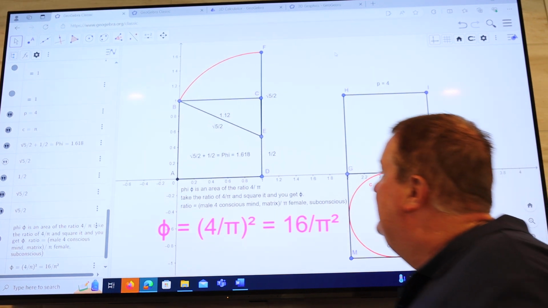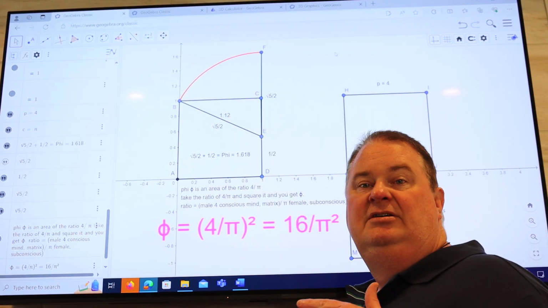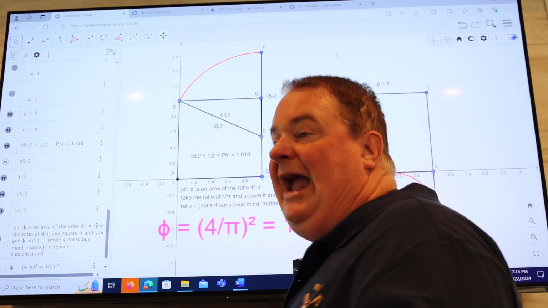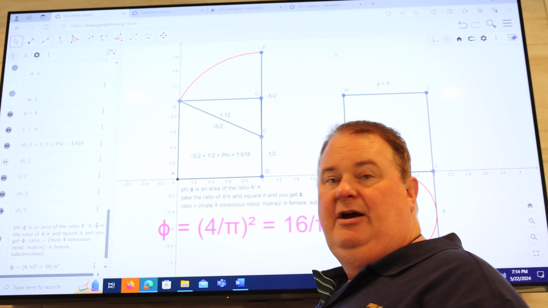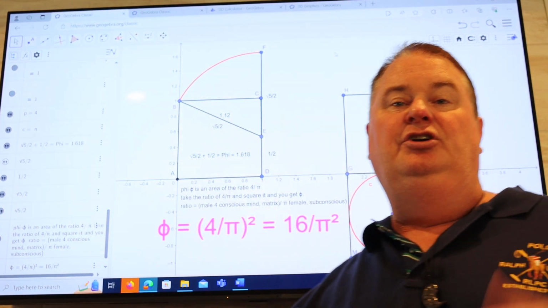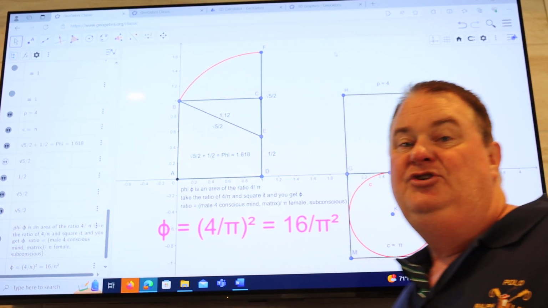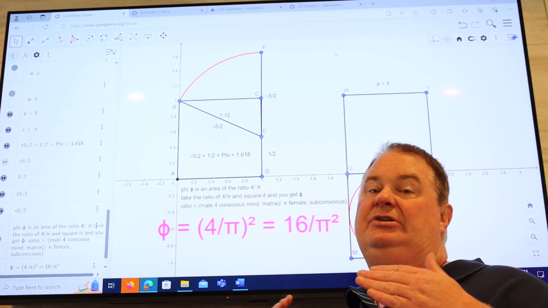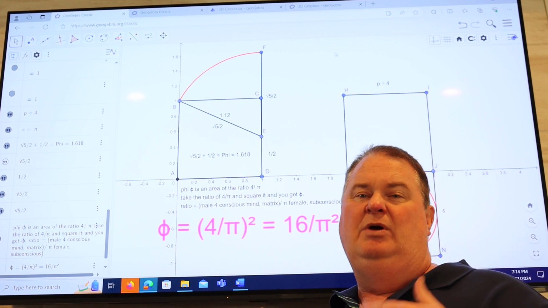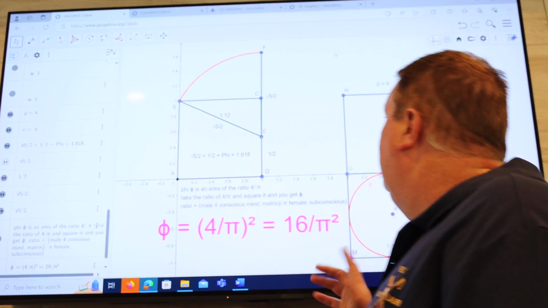So the first thing is, let's find out what phi is. Phi is when you average 1, which is this whole unit square, and its circular component, which is if you go halfway up and you take 2 units, 2 to 1, you get the square root of 5. And I'll show you how that goes about.